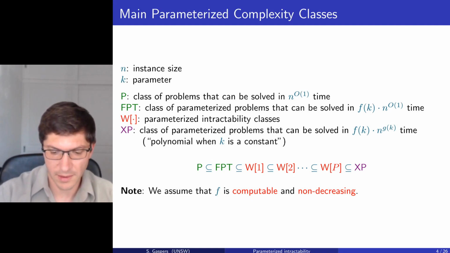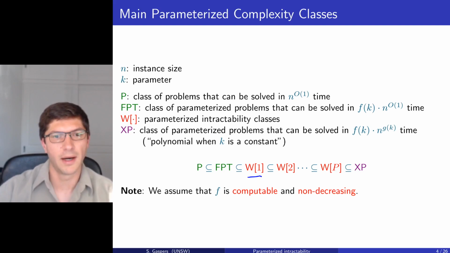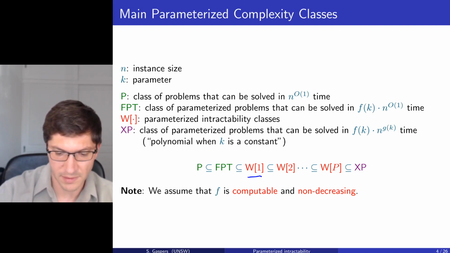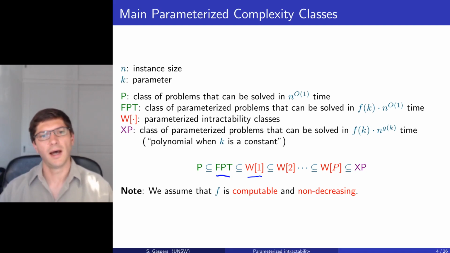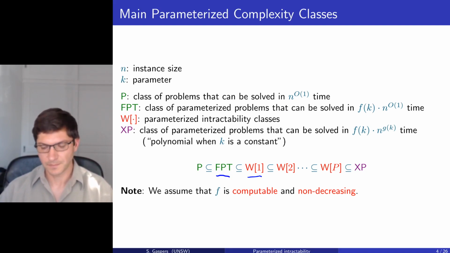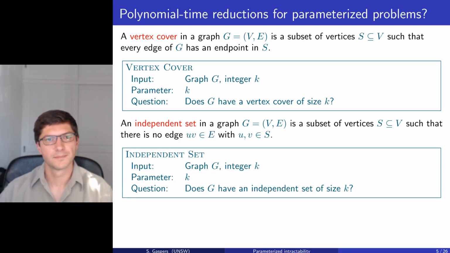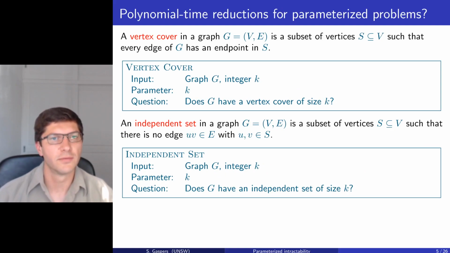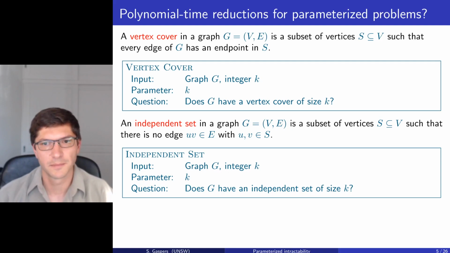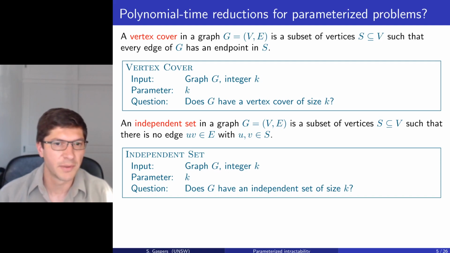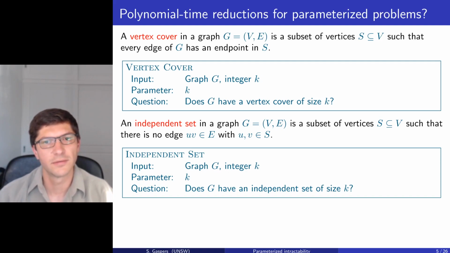As soon as we can show that the problem is W1-hard, this then means that it's not FPT unless these complexity classes are the same. And we are going to see how to show W1 hardness. Okay, let's start with two problems that we know: vertex cover and independent set. In vertex cover, of course, the input is a graph G and an integer k, the parameter is k, and the question is whether G has a vertex cover of size k. For independent set, we ask whether G has an independent set of size k.